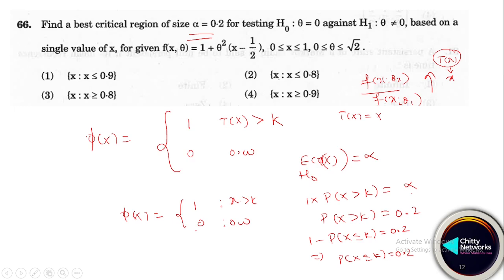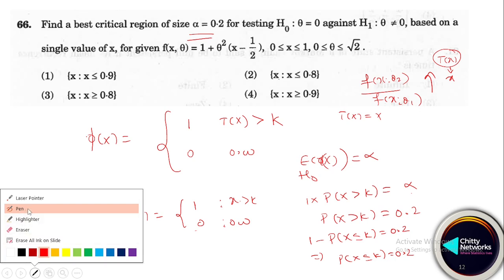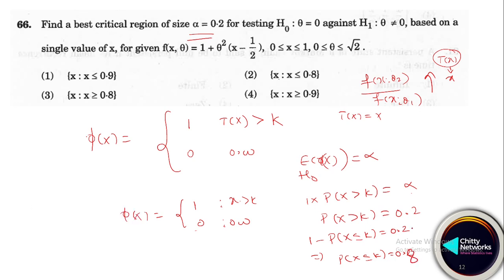So probability of x less than or equal to k is 0.2. Sorry, 0.8 we will get if we send it to the other side. I shall just check this. Okay, so this will be 0.8, because this implies probability of x less than or equal to k is 1 minus 0.2. So x less than or equal to k, this is under H naught.